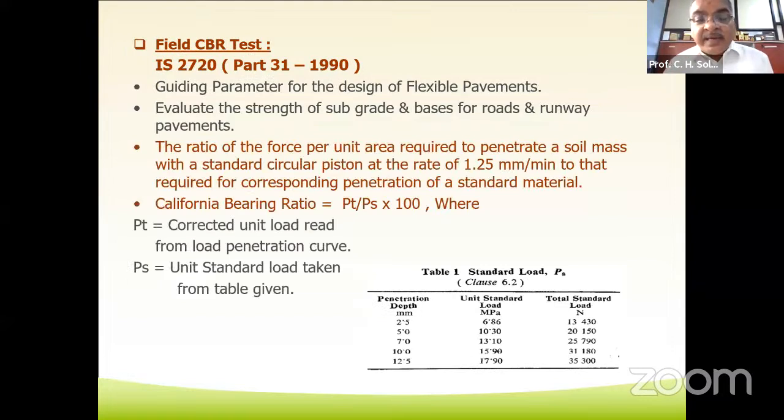Field CBR test is very important. This is the guiding parameter for the design of flexible pavements. It evaluates the strength of the subgrade for roads and runway pavements. It is the ratio of the force per unit area required to penetrate a soil mass with a standard circular piston at the rate of 1.25 mm per minute to that required for corresponding penetration of a standard material. So the California bearing ratio is a useful and guiding parameter in the design of flexible pavement.